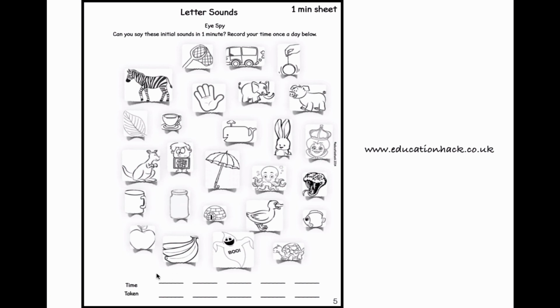Write the time taken down at the bottom of the sheet. It may well be way over a minute when you first start, and leave 24 hours between practices. Eventually we get down to under a minute, then they're fluent and they can move on.